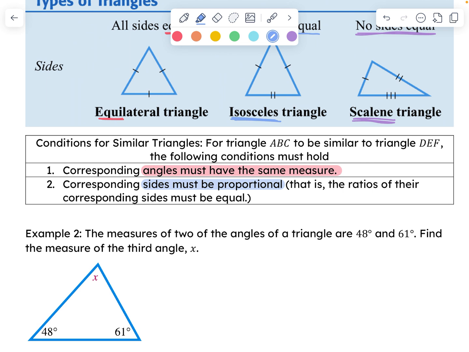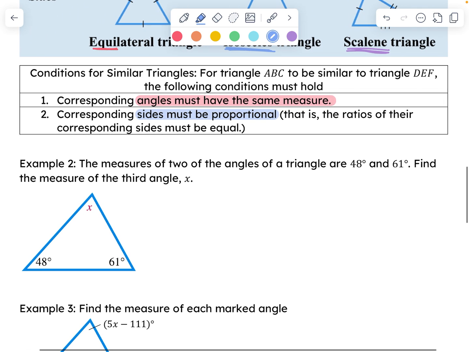So we'll look at that a little bit more on the next page, but that means that if I have 3 different sides and I take the bottom of one triangle compared to the bottom of the other triangle, the ratio between those two sides has to be the same as the left side of one triangle to the left side of the other triangle, and the right side compared to the right side of the other triangle.